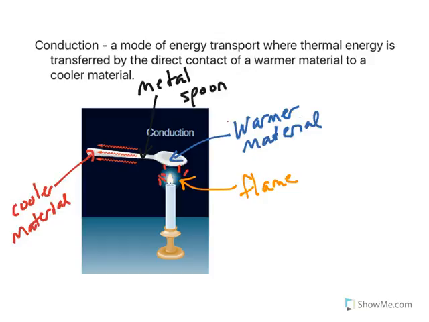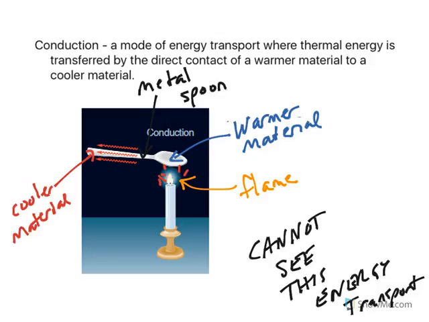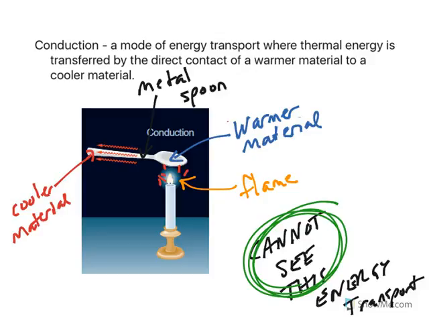Now you cannot see the energy transport. So it's very important for you to remember that you cannot see this energy transport. Your eyes cannot see the energy being transported from the warmer end of the material to the cooler end of the material. But heat will flow through the material from the agitation of the particles in the material, and it will flow from the warm end down to the cool end until finally reaching this cool end, or the handle end.